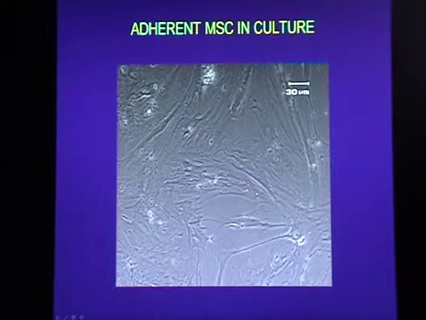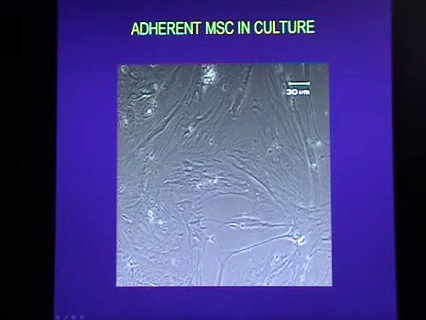This first slide shows the phenotype of MSCs growing as adherent cells in standard tissue culture flasks. You can see these broad, flat looking fibroblast type cells that proliferate and divide and grow on the plastic surface of the flask.